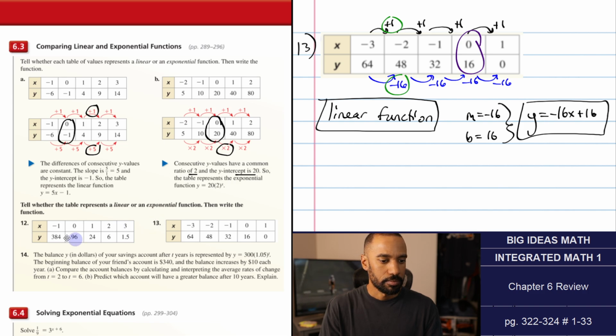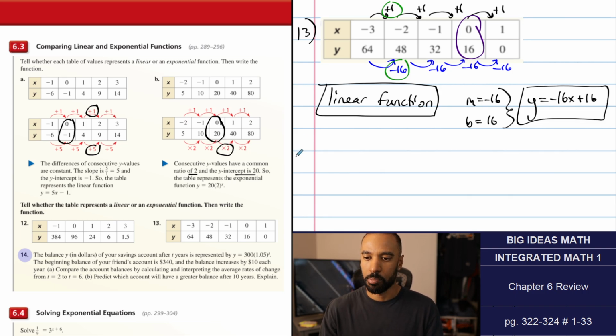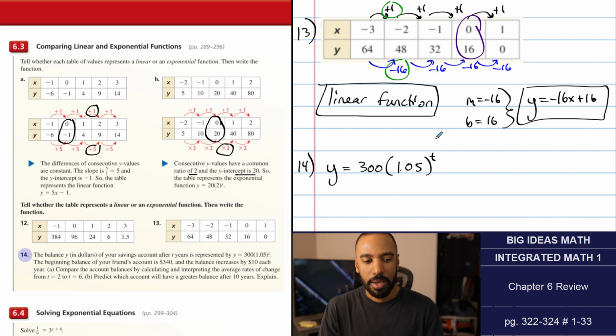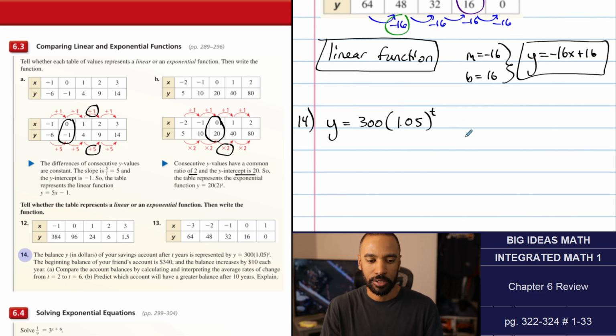Number 14. The balance, y in dollars, of your savings account after t years is represented by boom. So they give us the model of the equation this time. Maybe we have to decipher what all this means. Let's see. Oh, I forgot. This is a section where we're comparing a linear to exponential model. That's right. The beginning balance of your friend's account is $340, and the balance increases by $10 each year.